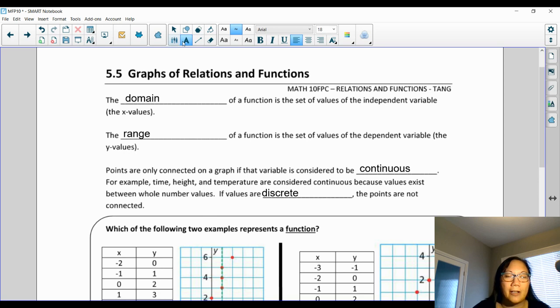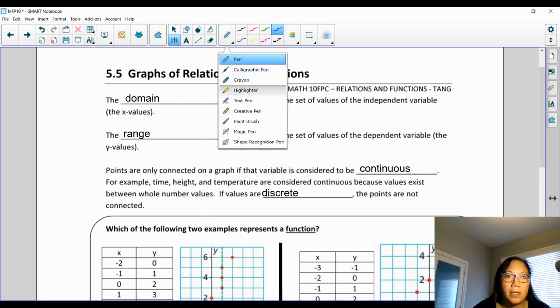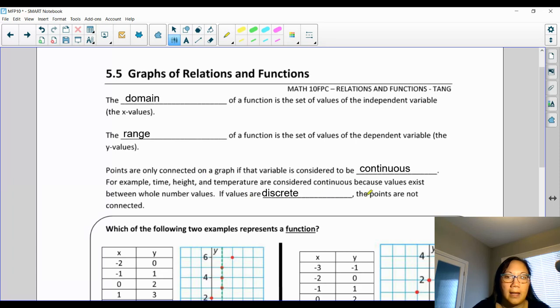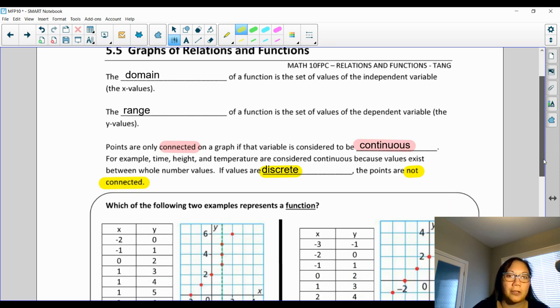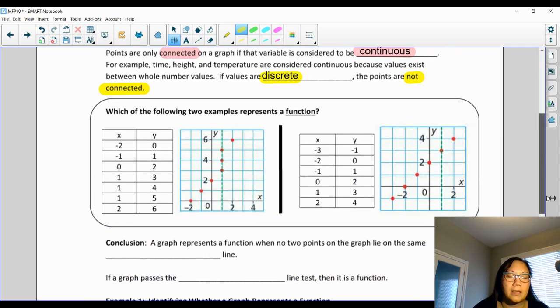Okay, so the key here is, when are we going to connect the points, and when are we going to not connect the points? So they're connected if they're continuous, and if they're discrete, they're not connected. So we have to think about each particular example and whether or not we should connect the points.